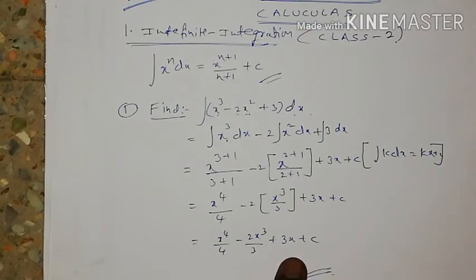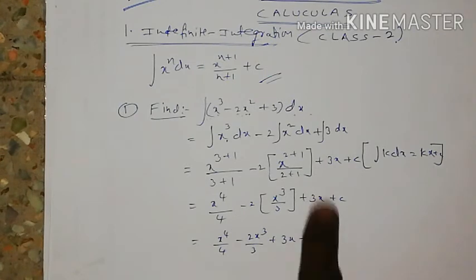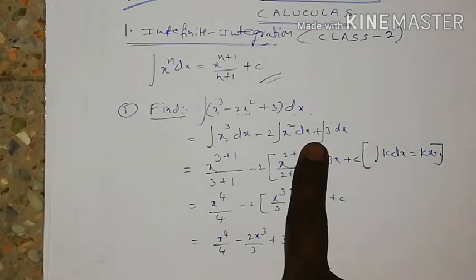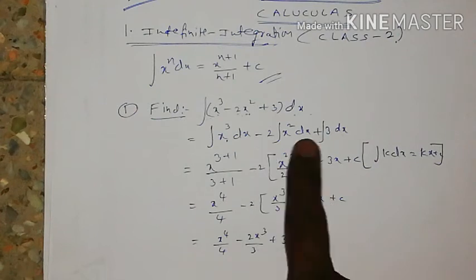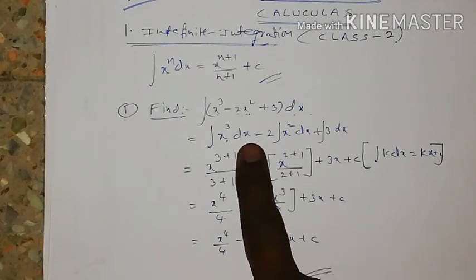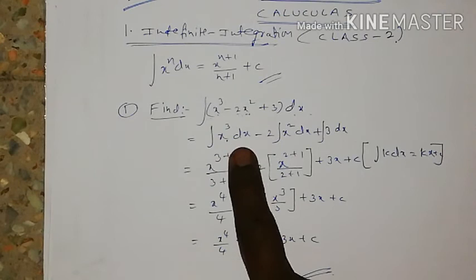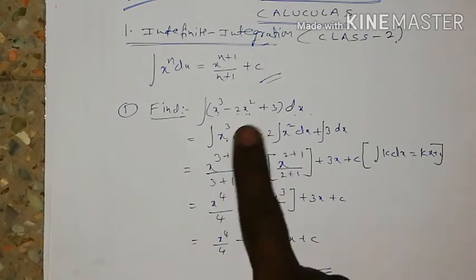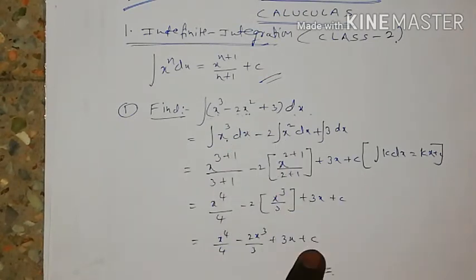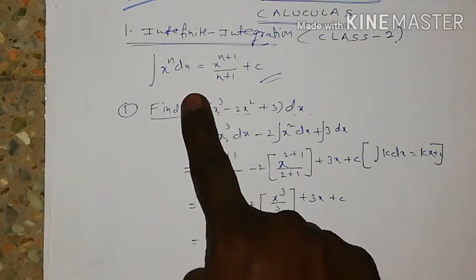No need to do LCM. Okay, if you are doing LCM also, no problem. Up to here it is enough. So in this way you have to simplify the problems. When a group of terms is given, first of all you have to separate them. Then you have to apply the formula that each term is related to. Is it clear? So this is related to x power n dx.